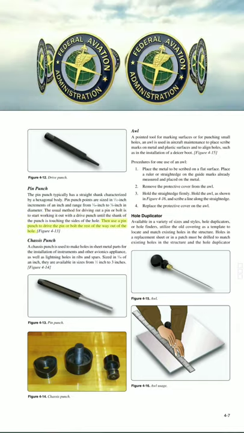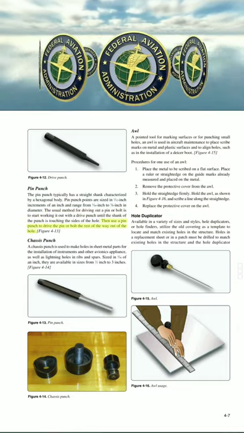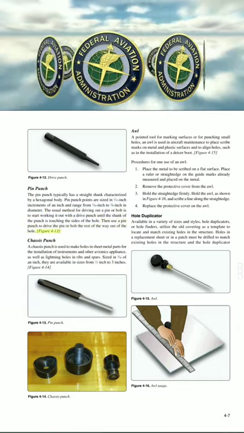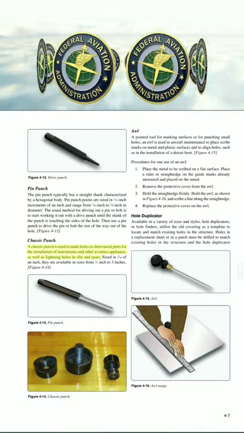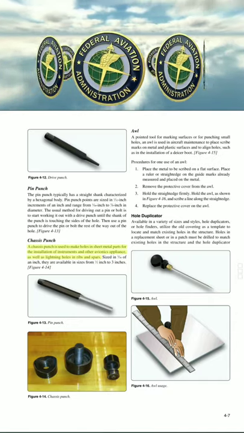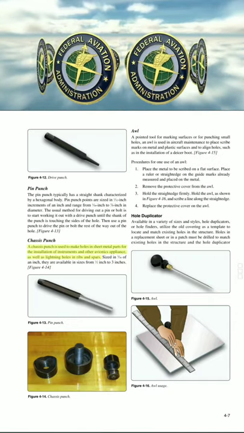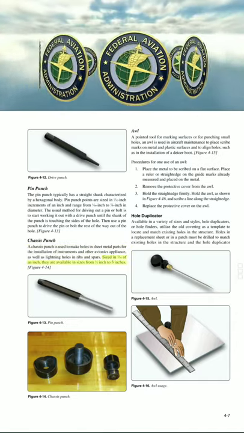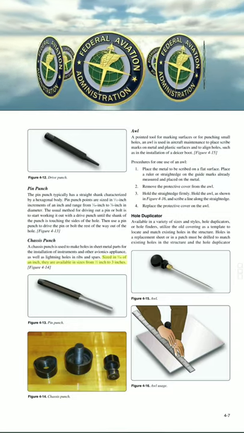Then use a pin punch to drive the pin or bolt the rest of the way out of the hole. Figure 4-13. Chassis punch. A chassis punch is used to make holes in sheet metal parts for the installation of instruments and other avionics appliances, as well as lightening holes in ribs and spars. Sized in 1/16 of an inch, they are available in sizes from 1/2 inch to 3 inches.